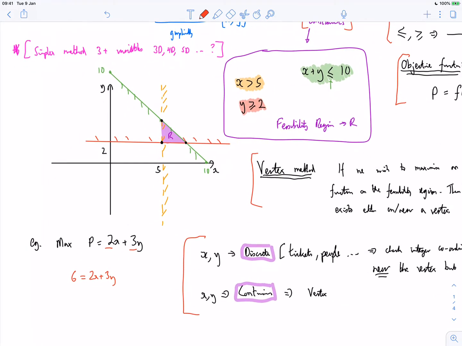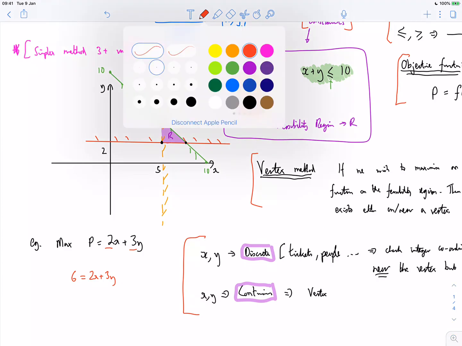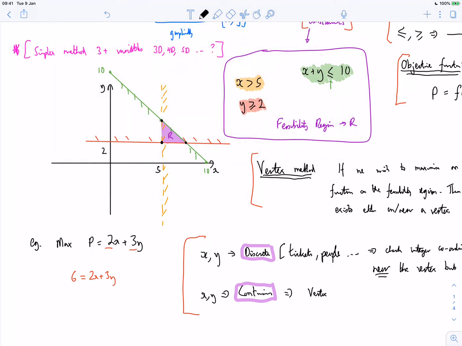So I know that when y is 0, x is 3. Let's do this in a dark colour. So let's say 3 there. And I know when x is 0, y is going to be 2. So my objective function line is going to look something like this.